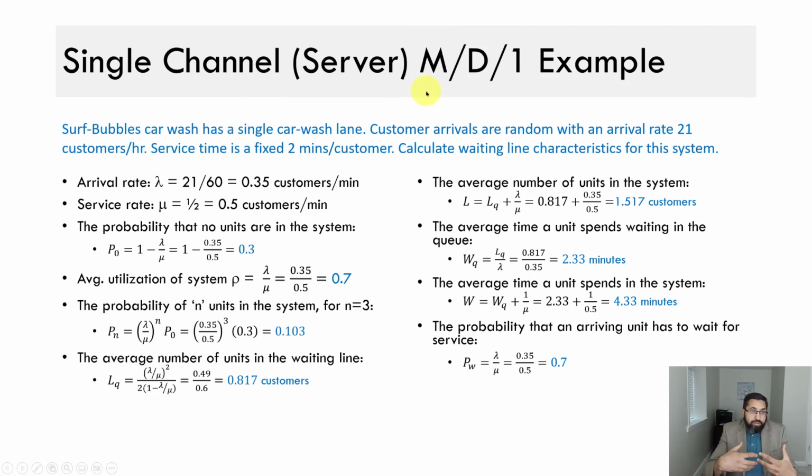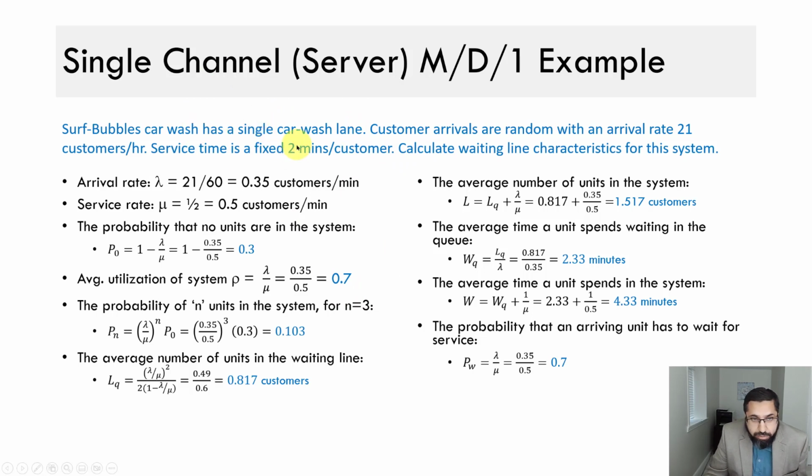Let's do an example of an MD1 system. So Surf Bubbles is a car wash which has a single car wash lane. So that's why they have just one server. And customers' arrivals are random with an arrival rate of 21 customers per hour. That's going to be lambda, the arrival rate. And service time is fixed to 2 minutes per customer. So it takes 2 minutes for a car to go through the car wash, and it's the same time. It doesn't vary. Calculate the waiting line characteristics for this system.